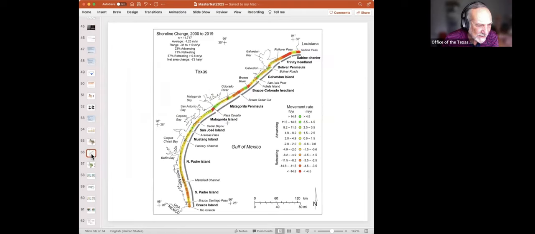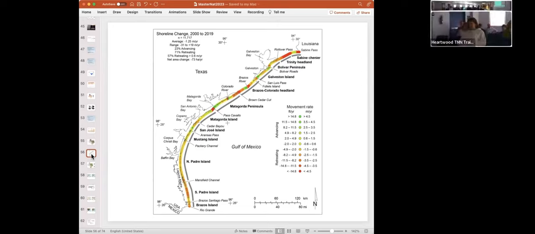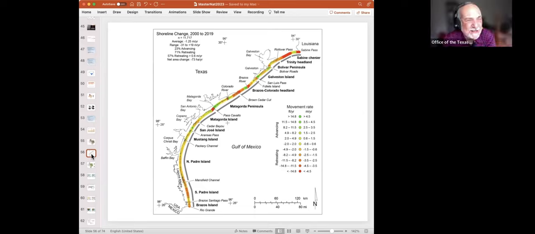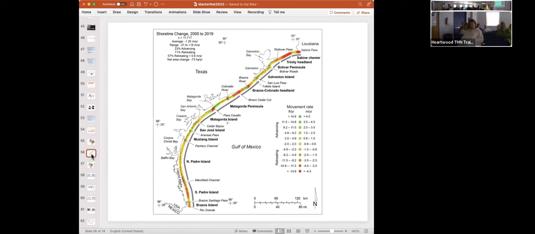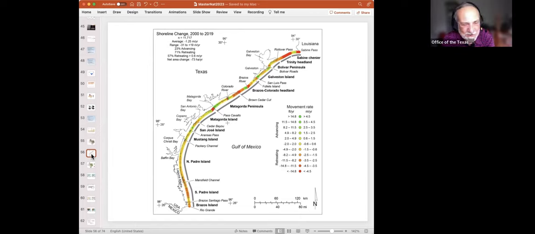Let's see. I mentioned sea level rise as something that's sort of inexorable. In Texas, we've seen sea level rise and coastal subsidence in roughly equal amounts. So half of what we've seen is due to climate change, and half is due to local effects involving some combination of changes in sediment delivery and pumping of various liquids from the subsurface. Well, the consequence of that is the coastline is retreating.